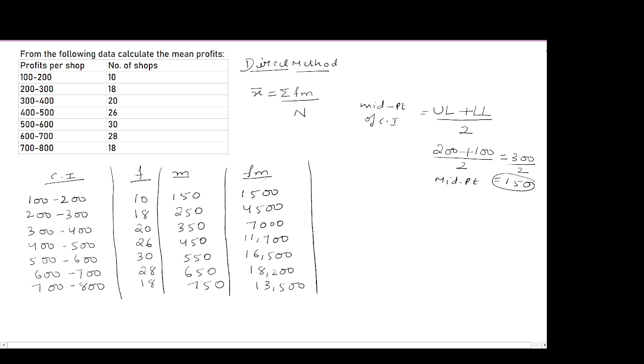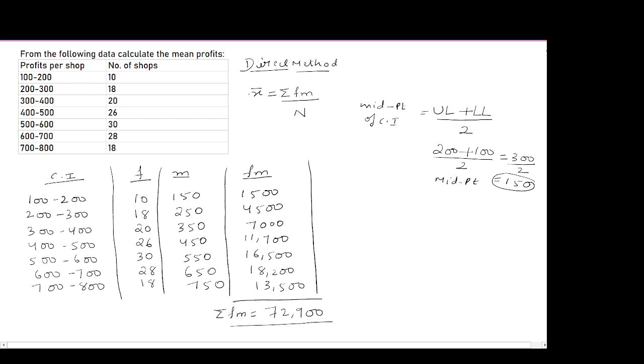So these are my fm values, that is multiplying each value of frequency with the midpoint of class interval which you have calculated. Now what is there in the formula? Summation fm. So take the total. If you add all the fm values, 1500 plus 4500 plus 7000 plus 11700 plus 16500 plus 18200 plus 13500 gives you the value 72,900. So this is the summation fm value.